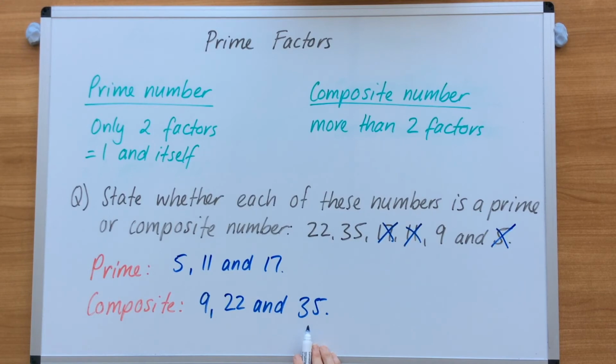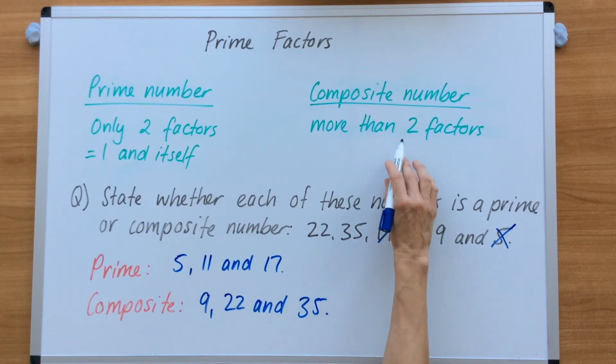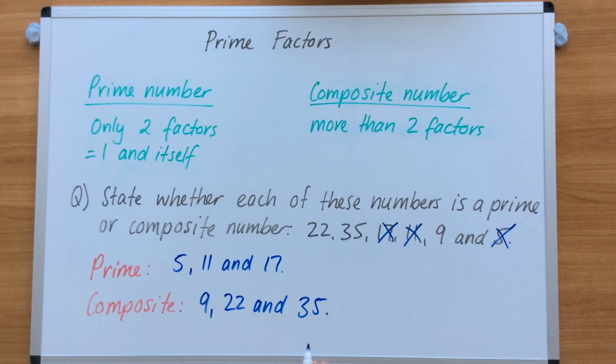And as mentioned before, not only can I achieve 1 times 35 to get 35, but I can also achieve it by going 5 times 7. That means it's a composite number because it has more than 2 factors. So, if it's 1 and itself, it's a prime number. If it's a composite number, it's got more than 2 factors.